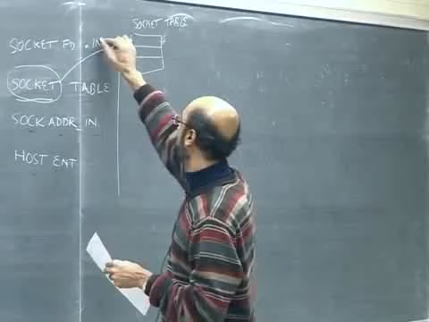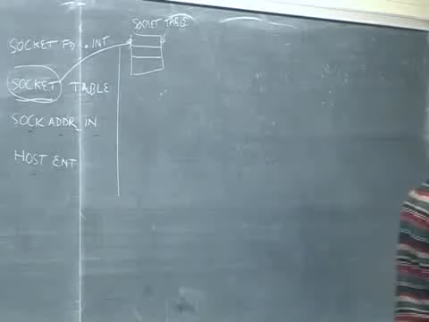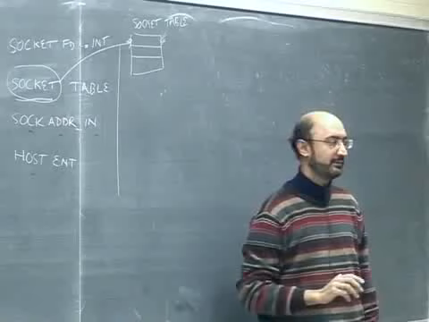It's an int because it's the index into the socket table. So socket FD is like 3 or 5 or 2, and it just points into the socket table, which really has all the information over there. Okay. The second thing, any questions about the socket table?